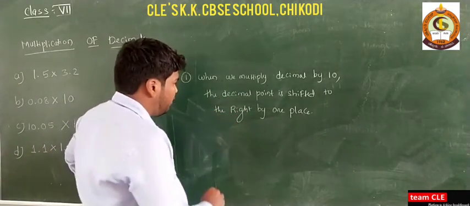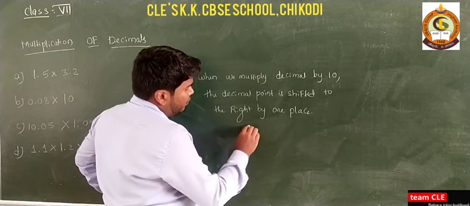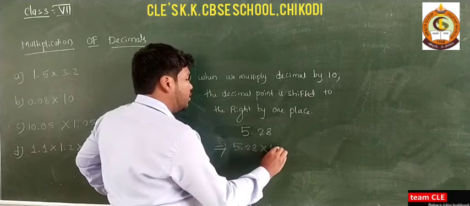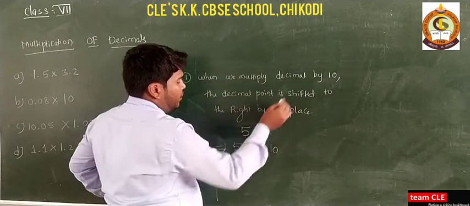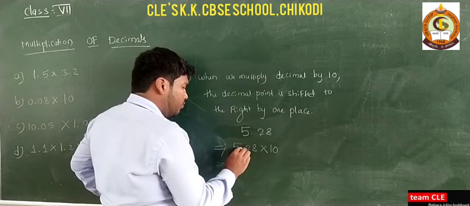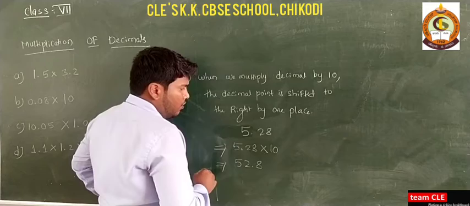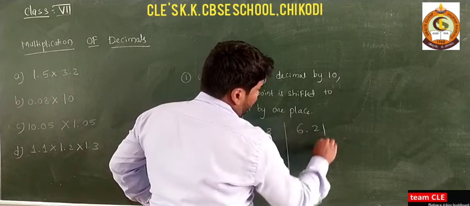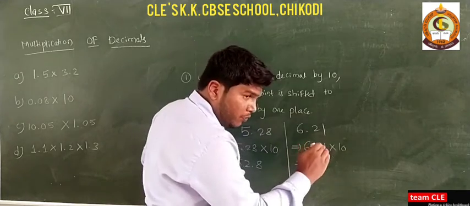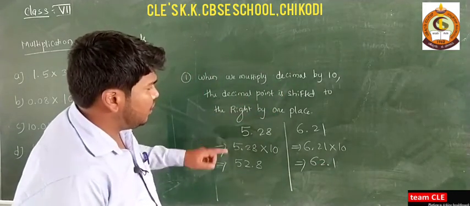For example, take 5.28. If I multiply 5.28 by 10, according to rule 1, the decimal point is shifted to the right by one place, so it will be 52.8. Similarly, if I multiply 6.21 by 10, the decimal point is shifted to the right, so the answer is 62.1. This is rule number 1.